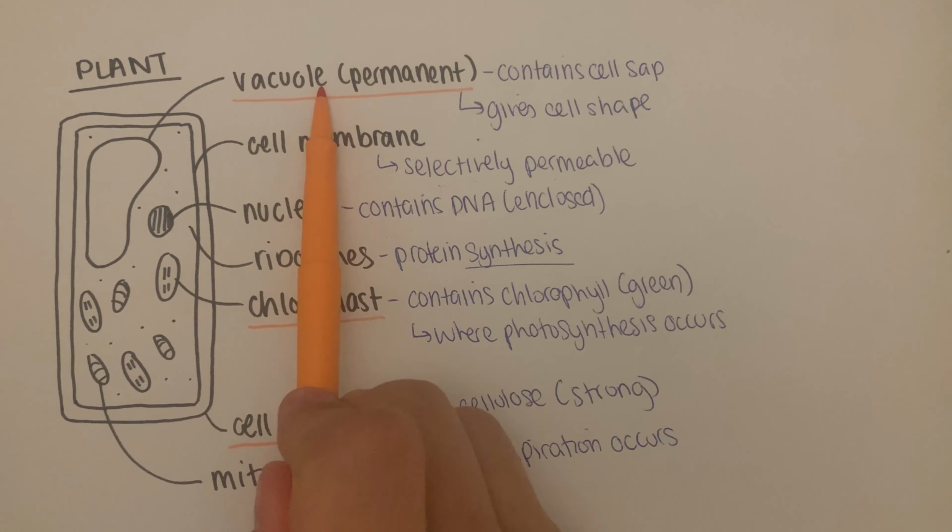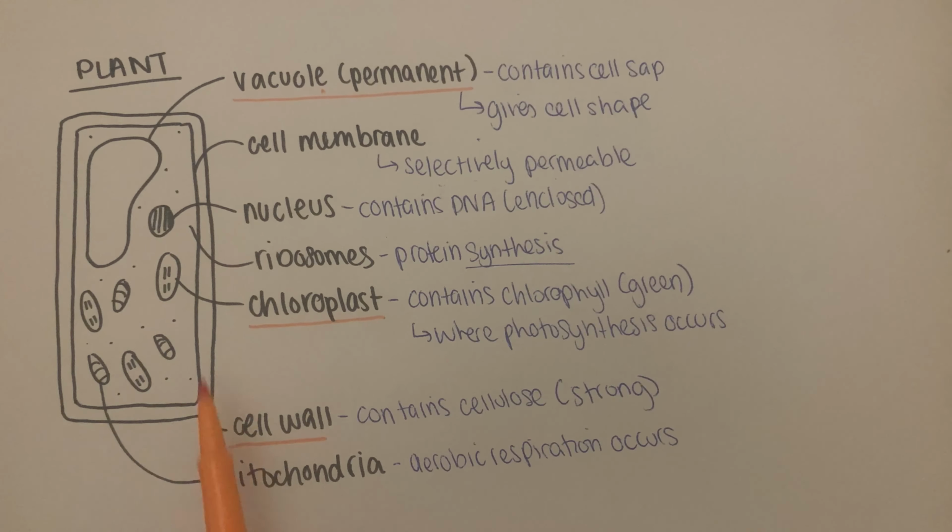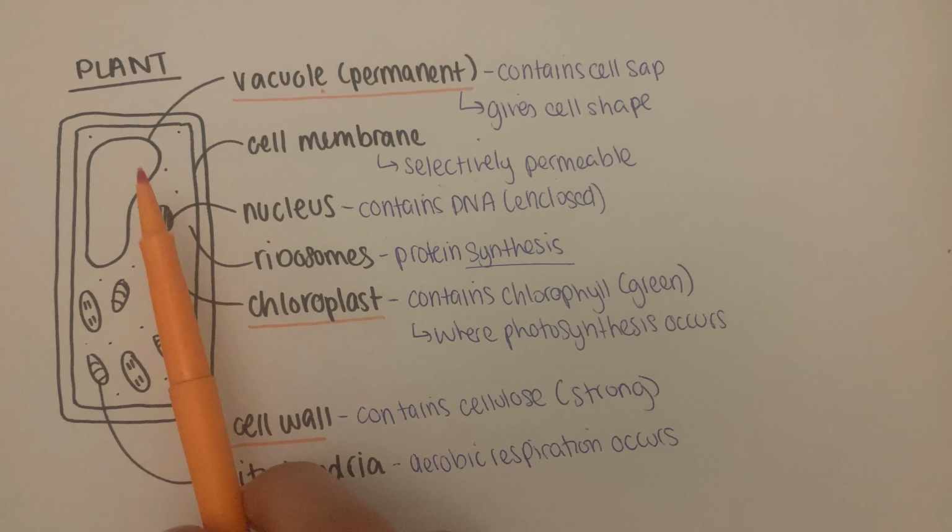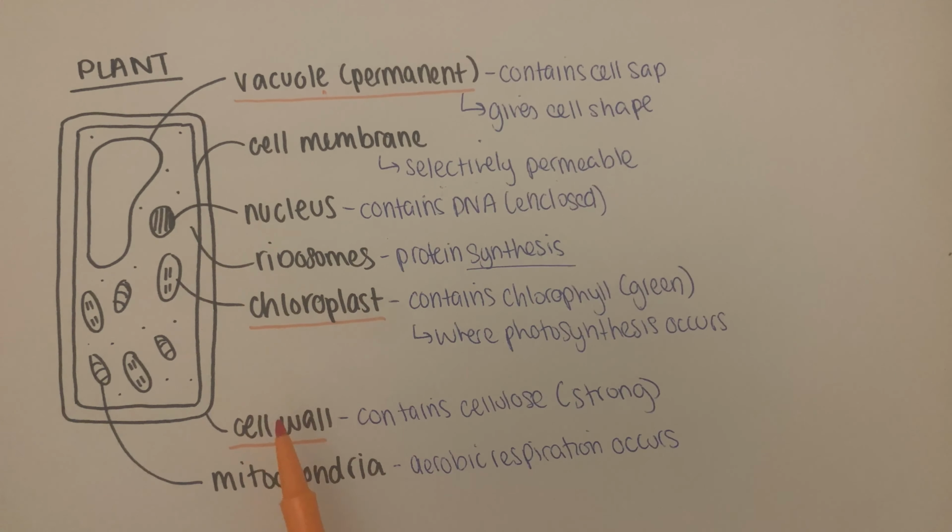So as I've stated, we've got the vacuole, the chloroplast, and the cell wall. These are all features that the plant cell has that animal cells do not have. And also, like I've said before, ribosomes, you cannot see them under a light microscope because they are so small. You'll have to use something called an electron microscope.